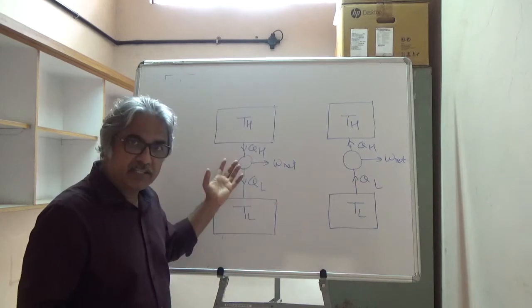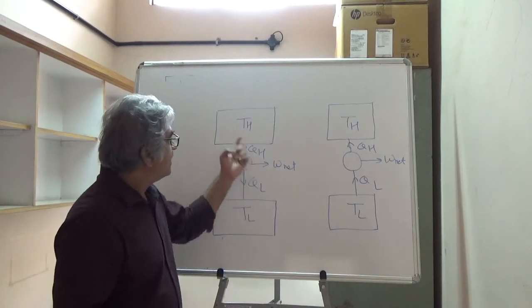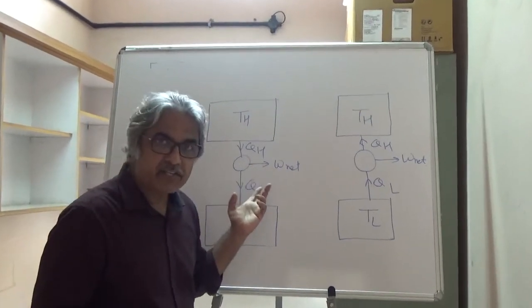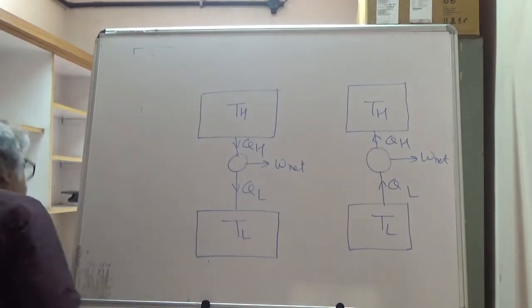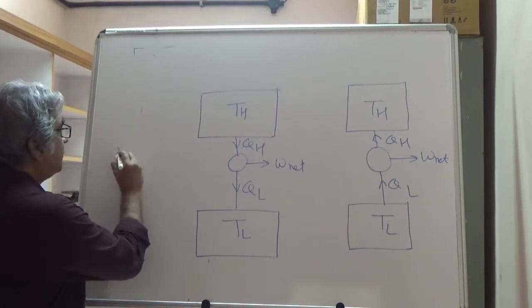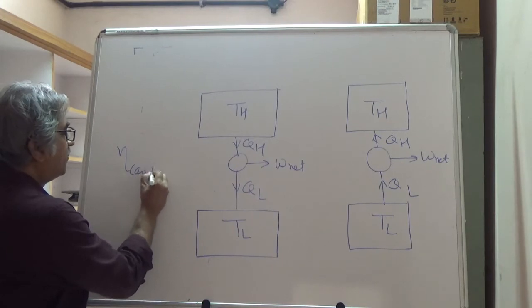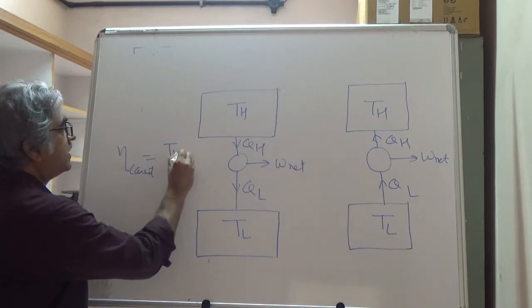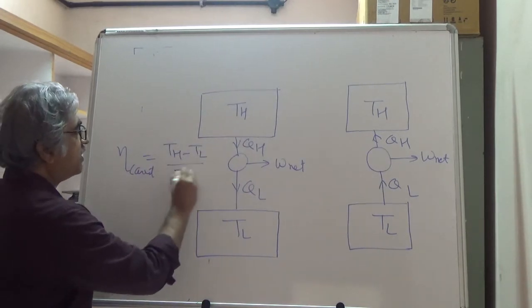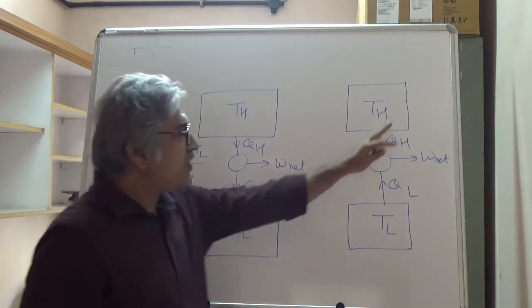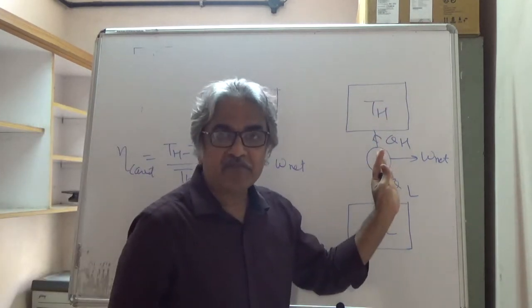Efficiency of this Carnot engine is TH minus TL upon TH. I don't have to tell you that, but I will write this nevertheless. Efficiency of Carnot is TH minus TL upon TH. Efficiency of this reverse Carnot, right?